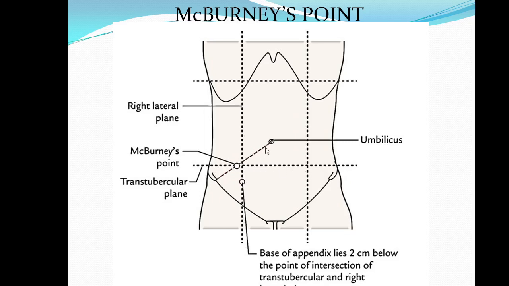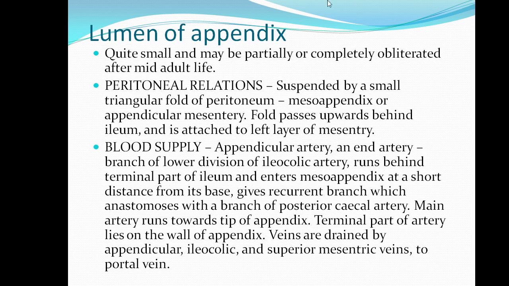The McBurney's point also you can see here, this is the anterior spine, this is the umbilicus, at the junction of the lateral 1/3 and medial 2/3. You see the McBurney's point where the tenderness of the appendicitis is seen. The lumen of the appendix is quite small and may be partially or completely obliterated after mid-adult life.